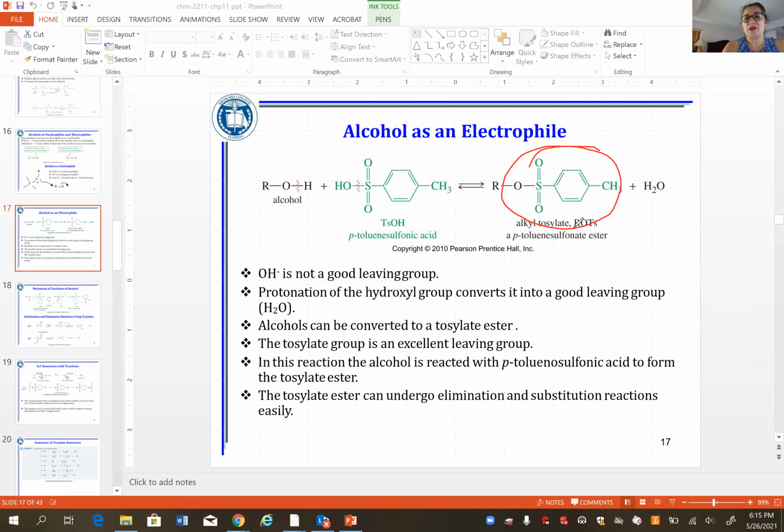And then for which type of reaction do you need a better leaving group? Do you remember that? That was a question from last class as well. In what type of reactions do you need a good leaving group? Am I getting responses in the chat or?